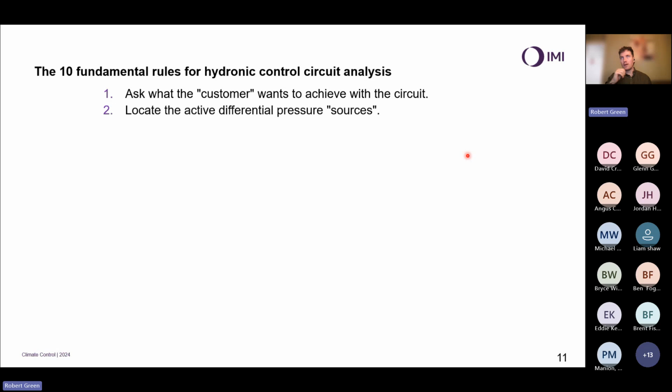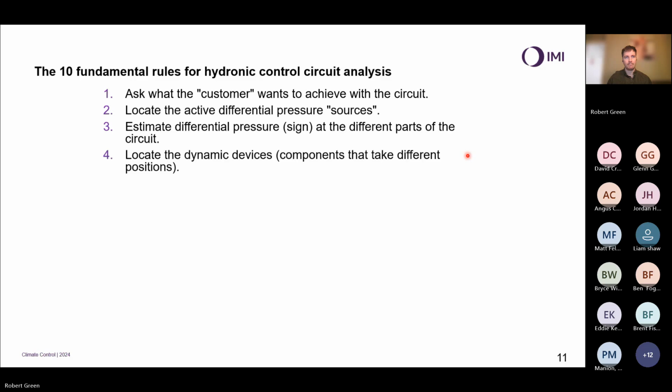One of the most difficult parts, I would say, is we want to locate what we call the active differential pressure sources in that circuit. So where is the pressure differential coming from in those circuits? We then want to estimate the differential pressure at the different parts. Locate any dynamic devices, i.e. components that can take different positions: control valves, DPCVs, PICVs.